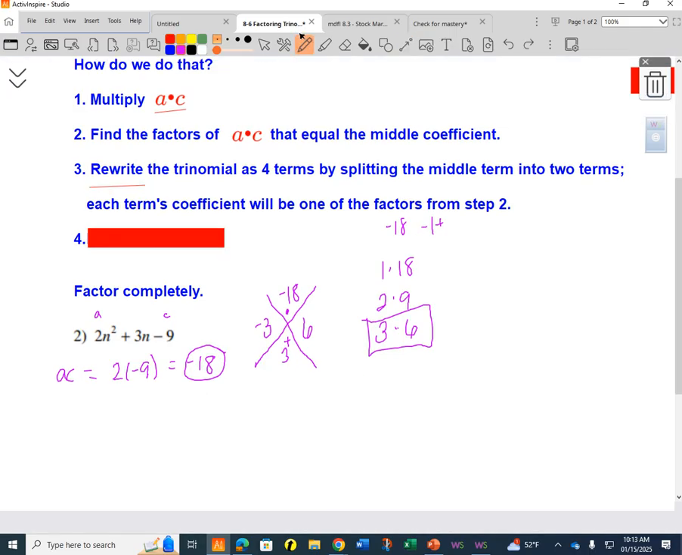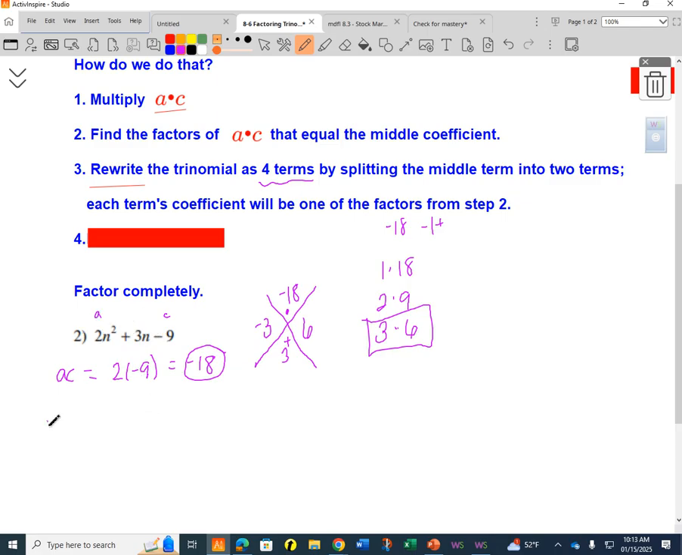So what does that mean? Rewrite the trinomial as 4 terms by splitting the middle term into 2 terms. Each term's coefficient will be one of the factors from step 2. So one of the terms will have a coefficient of negative 3, and one of the terms will have a coefficient of positive 6. What we're doing is rewriting this trinomial as an equivalent 4-term polynomial. So everything's going to be the same except we're going to split this into 2.